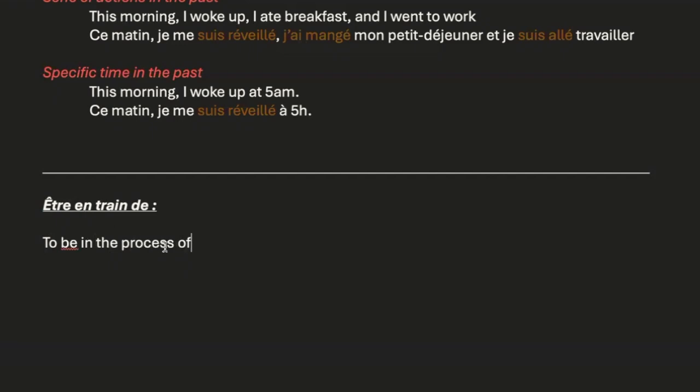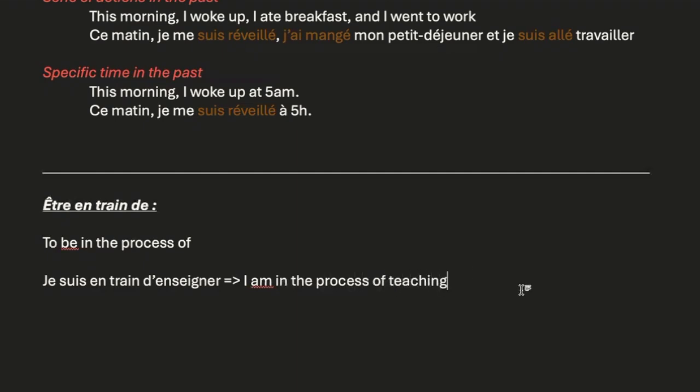Donc, bon, je suis en train d'enseigner. So to be, we know how to conjugate that. We are going to conjugate that in present. Here, that's present. Je suis en train d'enseigner. I am in the process of teaching. Présent. Présent progressif. Okay? And then, avec un accent, merci.